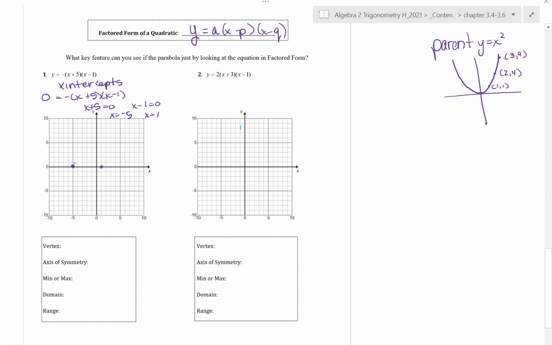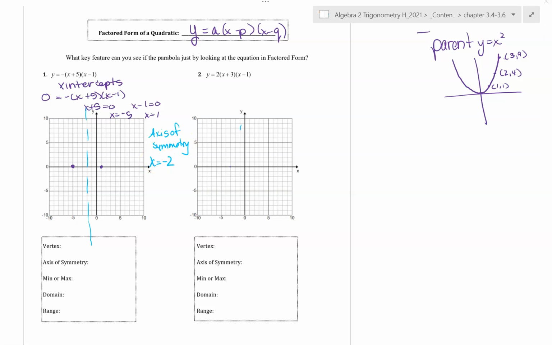So now we know that our quadratic is symmetric, so we could go ahead and find the axis of symmetry. Go ahead and pause the video and find the axis of symmetry. Okay, so we know that if our x-intercepts are at -5 and 1, the midpoint of -5 and 1 is -2, so we know that the axis of symmetry is at x equals -2.